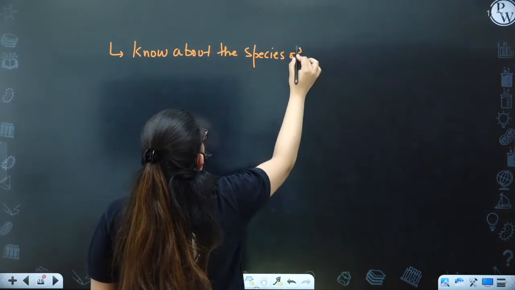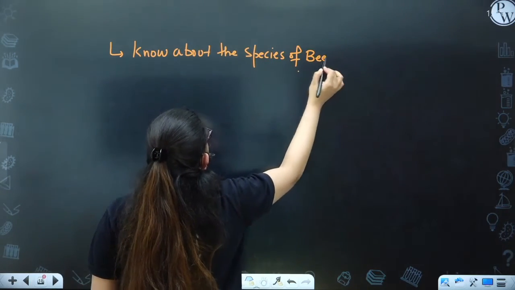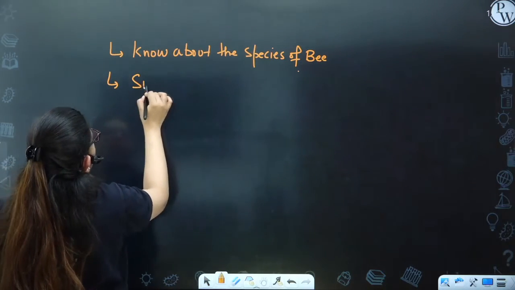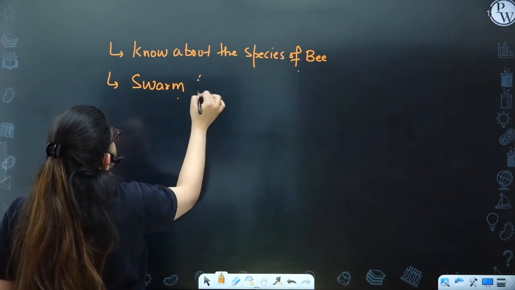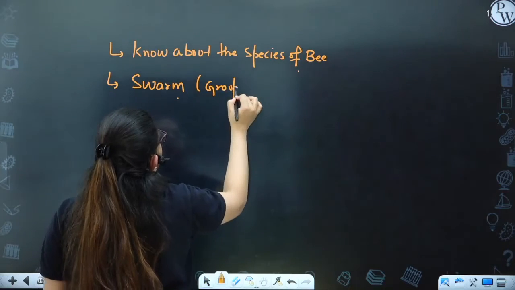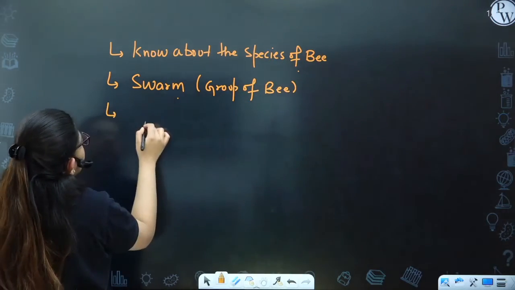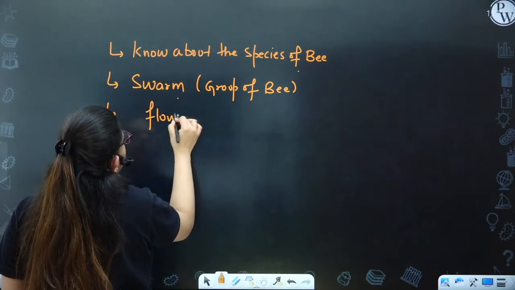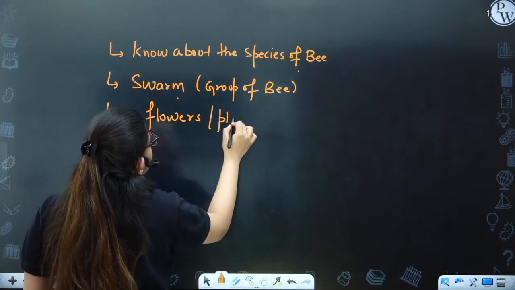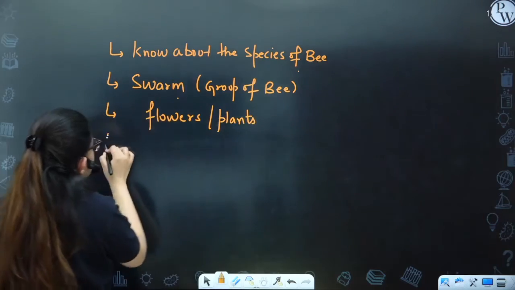Species of bee, right? The second thing you should know about is the swarm. What is a swarm? A group of bees. How do they move? Where do they move? You should know about the flowers or plants where the honeybees go, their favorite flowers.